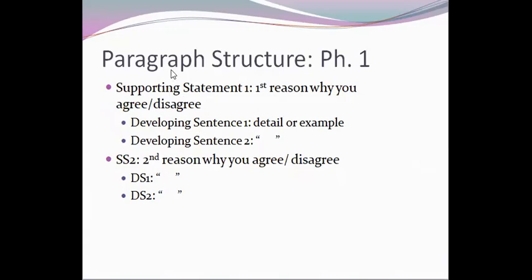So let's say for the agree paragraph, you will have first a supporting reason why you agree, a developing sentence, which is a detail or an example, and then another developing sentence, still talking about this first point. And then you will have a second reason why you agree. And then you will have again a detail or example. It's important to include about 1 example per paragraph because examples are very important when being marked on this part of CELBAN writing.